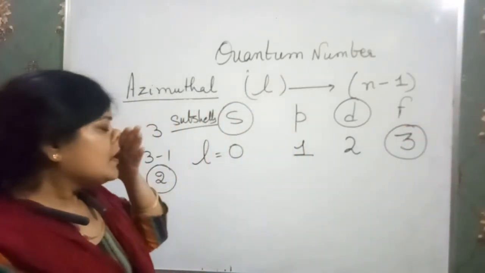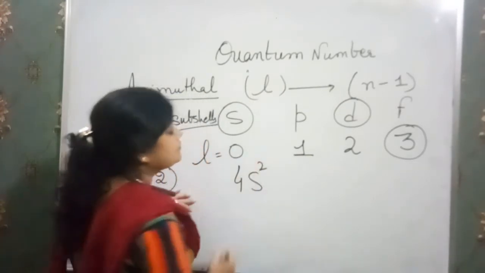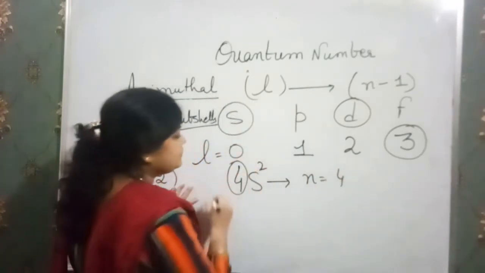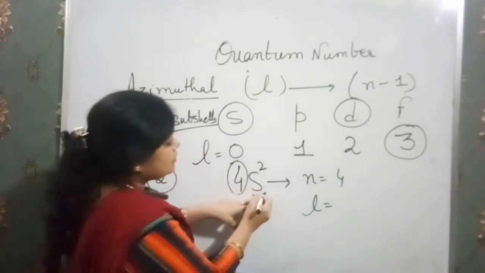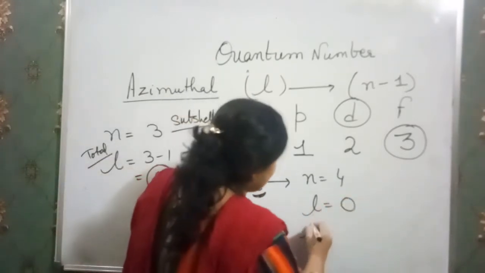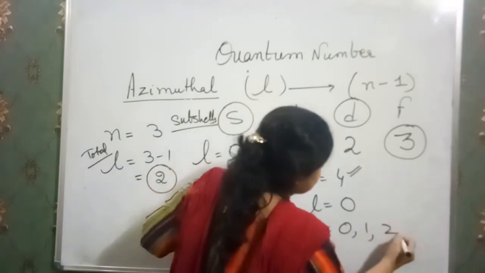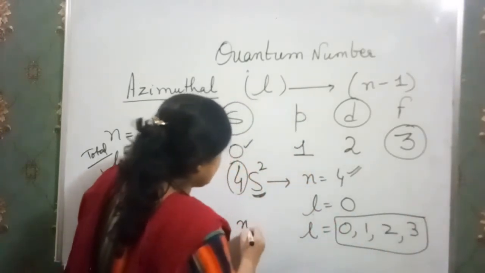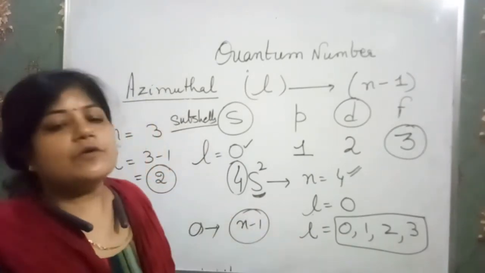Okay. For example, we have 4s2. Now here, value for n is 4, this one. And value for l is what? This is s. So the value for l here is 0. But the total values of l for n equal to 4, we have 0, 1, 2, 3. So we have 0 to n minus 1 as the total number of values of l.